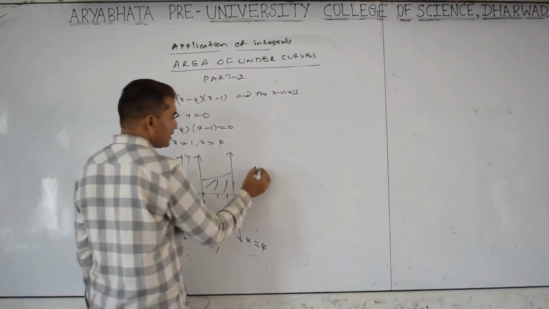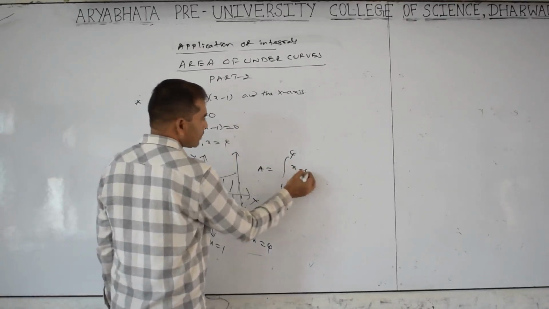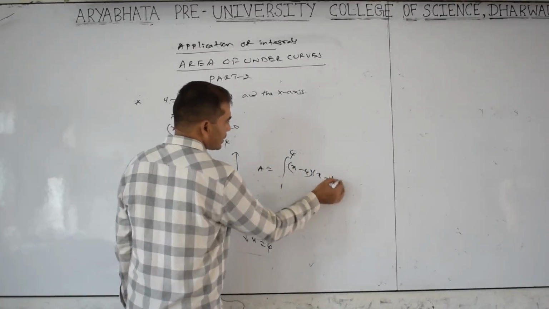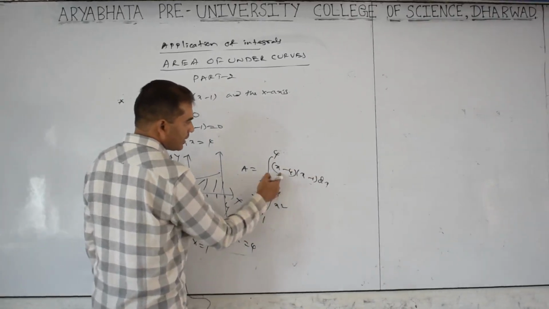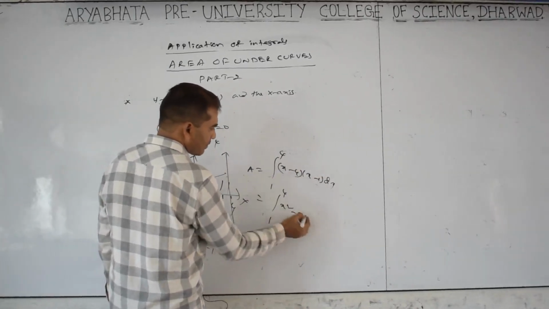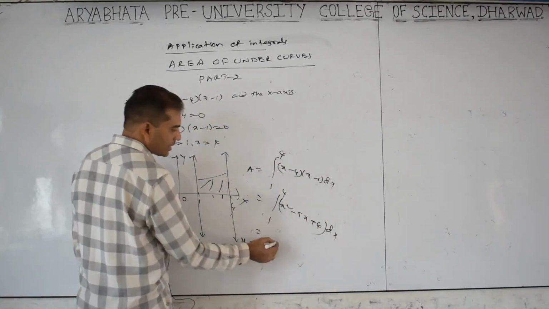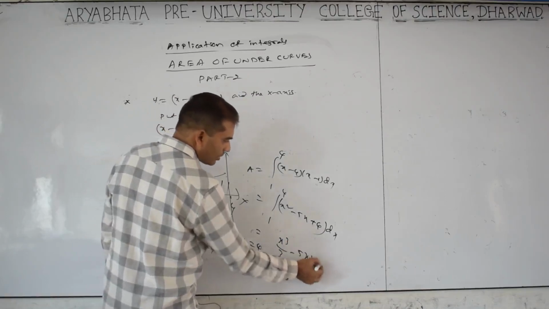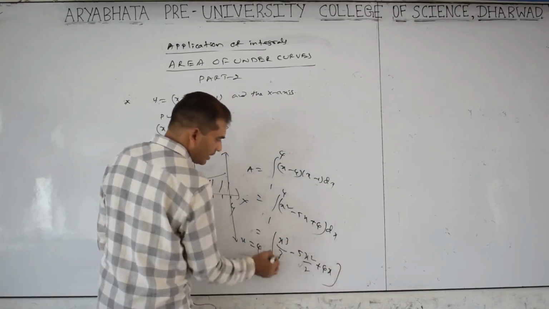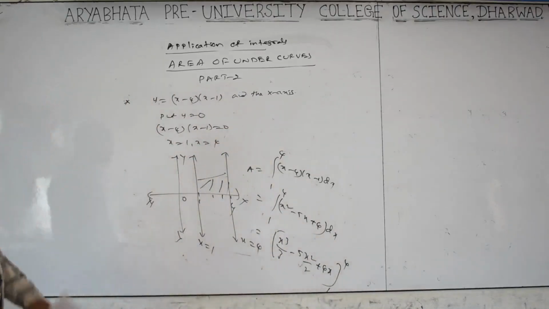So integration from 1 to 4 of x minus 4 into x minus 1 dx. How to find this integration? Multiply x into x, x square, minus x minus 4x, minus 5x plus 4 dx. Then integration gives x cube by 3 minus 5x square by 2 plus 4x. Limits 1 to 4. Apply upper limit minus lower limit.